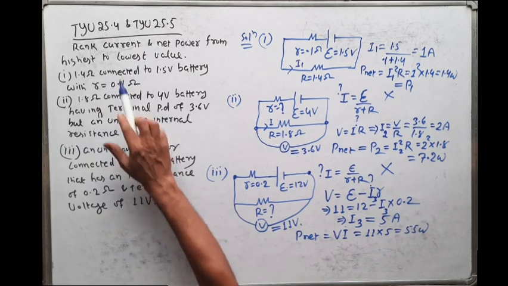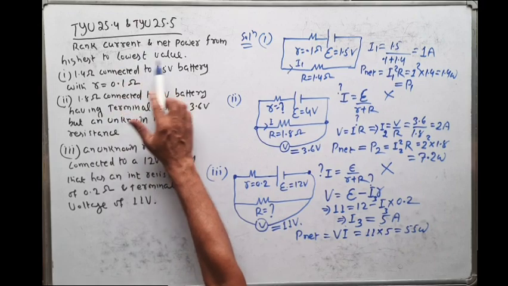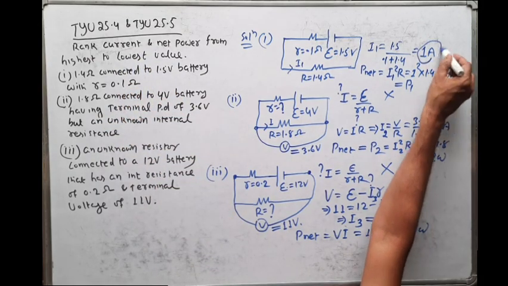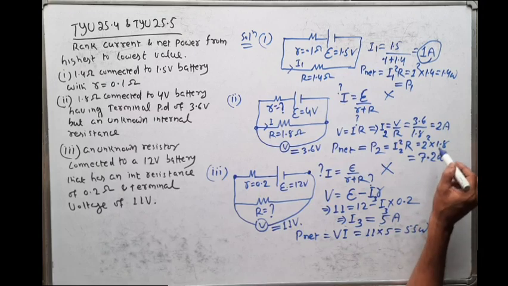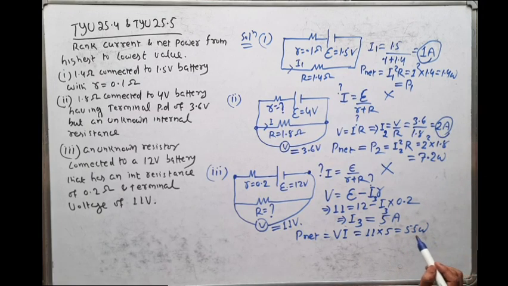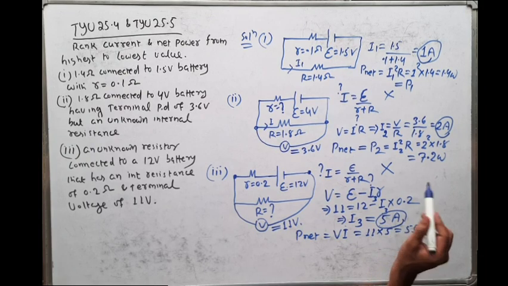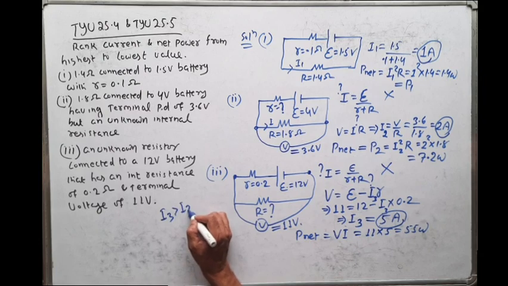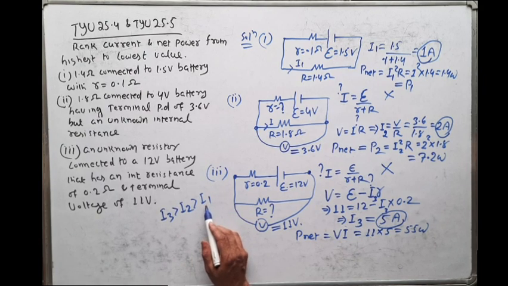And what is the question? You have to rank the current from highest value to lowest value. You see, in the first case current is 1 ampere, in the second case it is 2 ampere, in the third case it is 5 ampere. You have to write from highest to lowest. That means current in the third circuit is greater than current in the second circuit, greater than current in the first circuit. Similarly, you have to rank the power from highest to lowest.